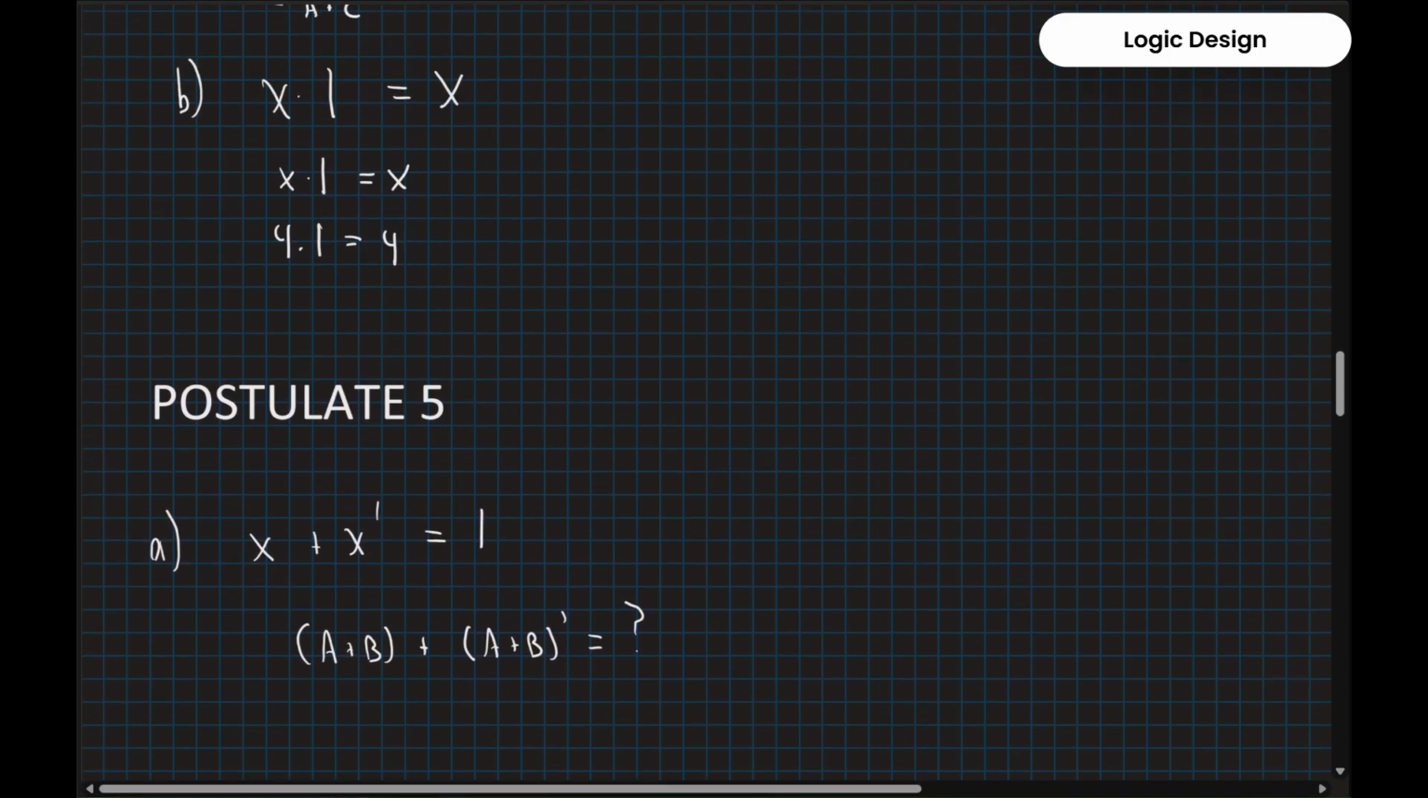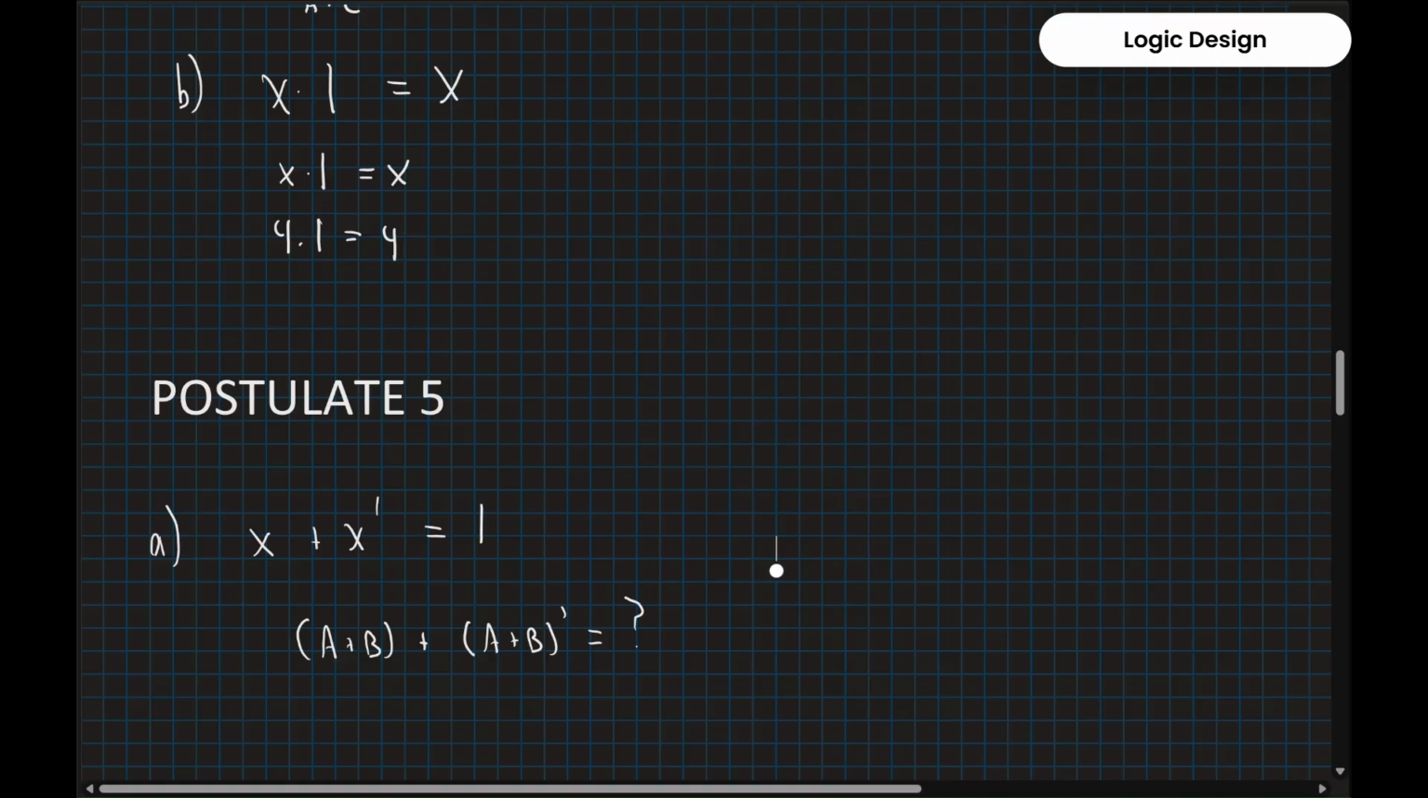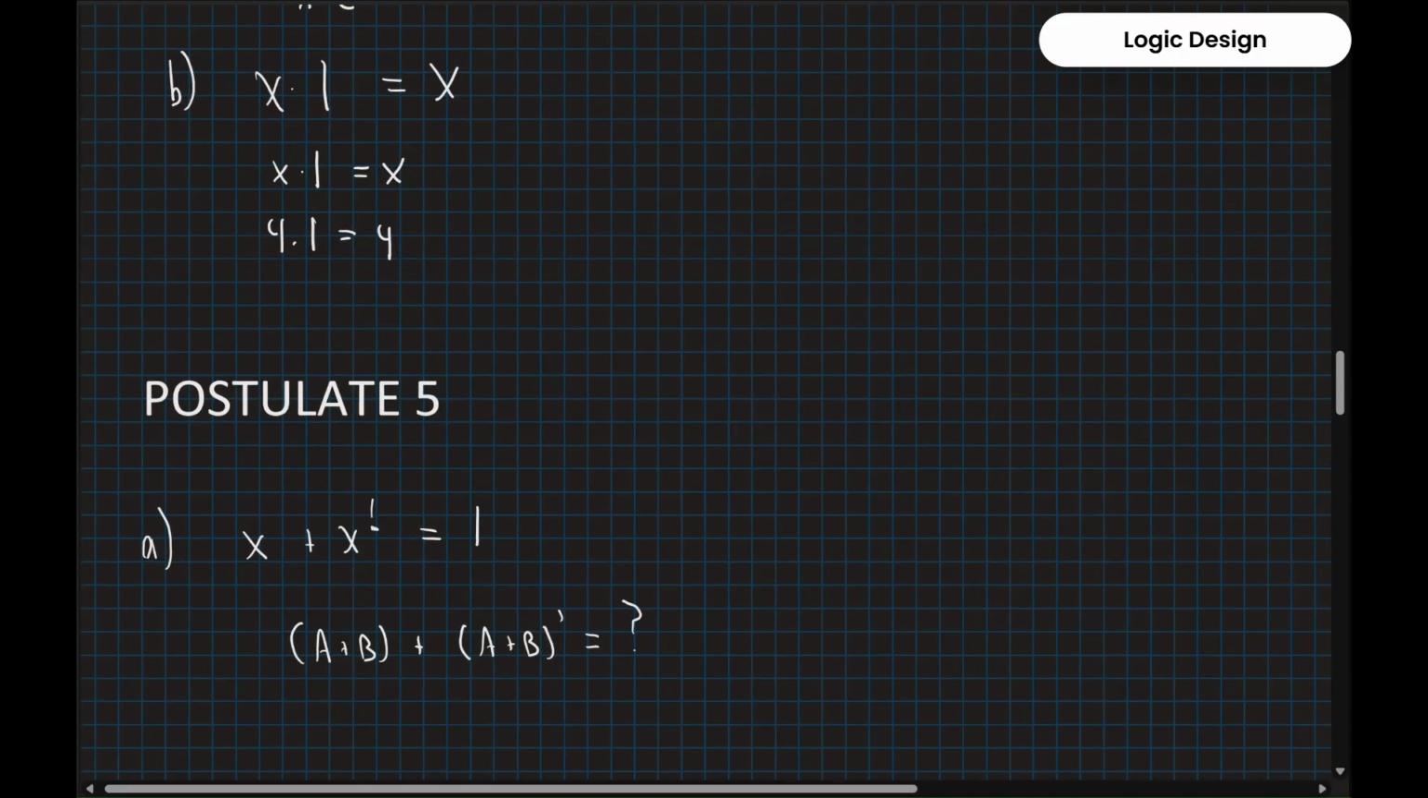Postulate 5. This is where things get a little complicated. We use our NOT inversion. So x plus x prime, or x not, is equal to 1. What does this mean? If you were to have a number and its inversion and you were to add them together, it would equal 1. So here I have an example.